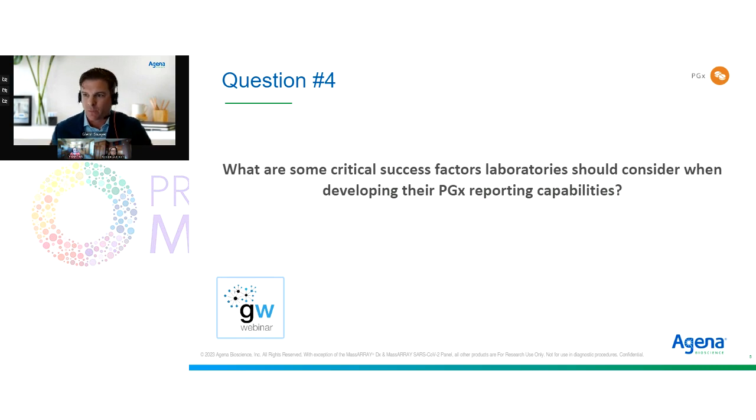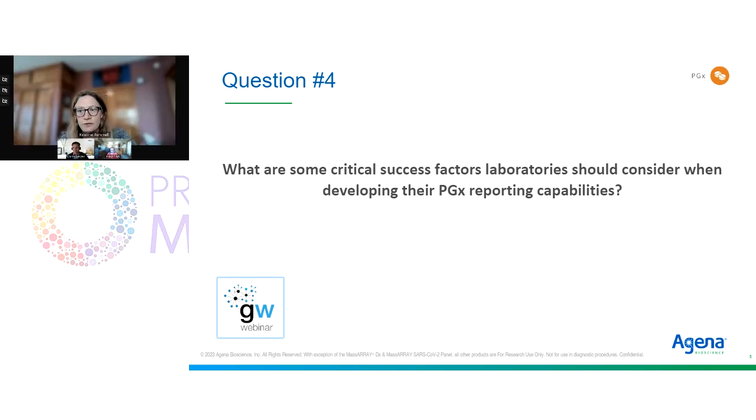I know we've already touched on this slightly before when we were talking about content, but any additional thoughts here on critical success factors? I mean, the critical success factors, I already referred to a few of them, but just to recap, I would say you want to make sure you're aligning with standards that have been put out there. CPIC has been around since 2009. They are the guidelines body. Make sure your reports align with anything that they have out there.